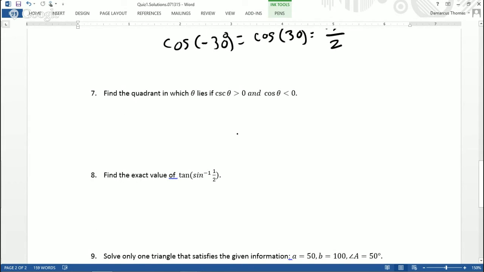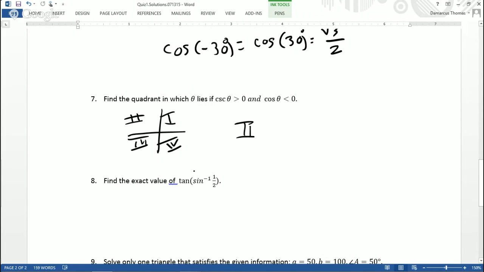And here we have another one. Find the quadrant in which theta lies. So it's either quadrant 1, 2, 3, or 4. But they tell us that sine is greater than 0. So we know sine is greater than 0 in quadrants 1 and 2. Cosine theta is negative. Cosine is positive in 1 but negative in 2. So by default, it must be quadrant 2.